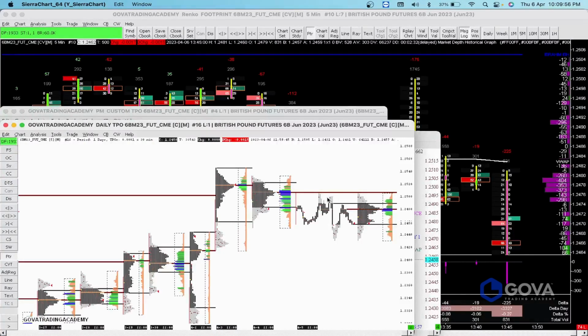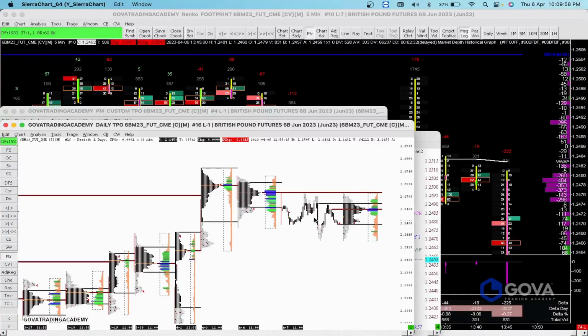Now let's move on. Now look at this profile. You can see this black line here is the value area high. This black line below here is the value area low. This red line here is the point of control, POC, okay. Now this tiny red line here is called the initial balance, which is also known as the IB, okay.